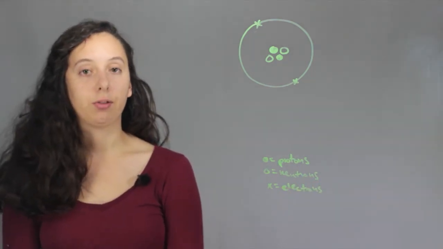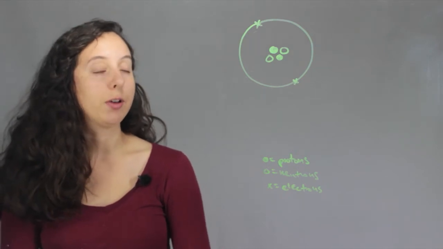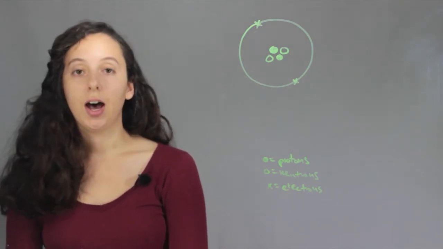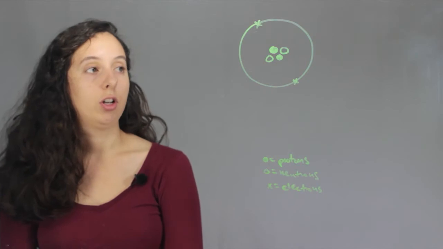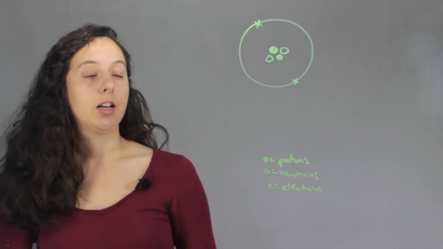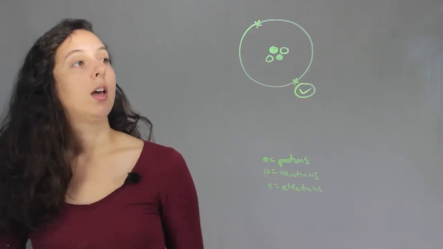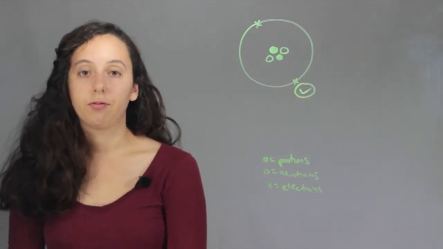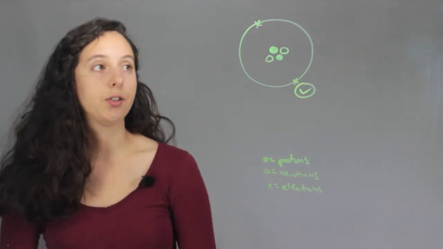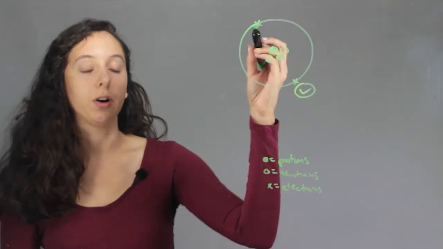And now one of these 3 allows bonds to happen with other atoms. And drum roll, it is the electrons. Yay! And so the electrons are able to form bonds because, first of all, they're the outmost particle.